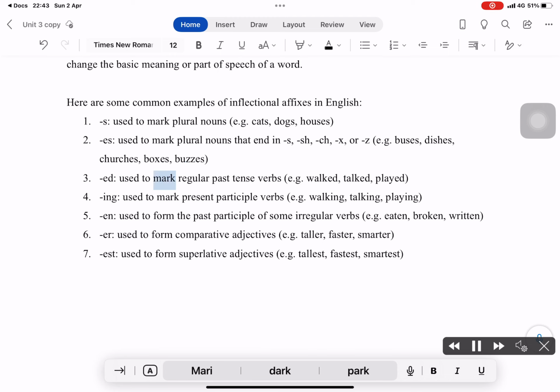Ed, used to mark regular past tense verbs, e.g. walked, talked, played. Ing, used to mark present participle verbs, e.g. walking, talking, playing. En, used to form the past participle of some irregular verbs, e.g. eaten, broken, written. Er, used to form comparative adjectives, e.g. taller, faster, smarter. Est, used to form superlative adjectives, e.g. tallest, fastest, smartest.